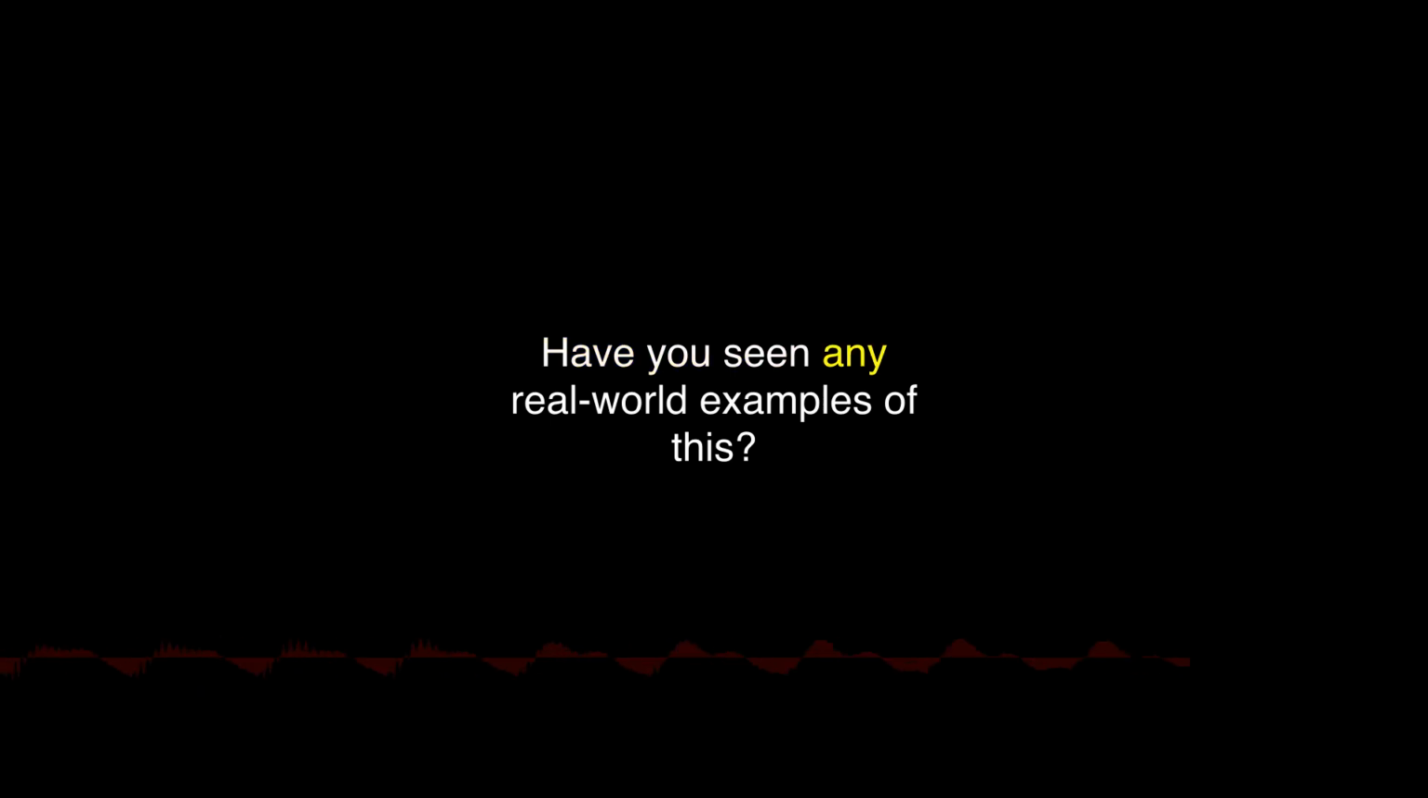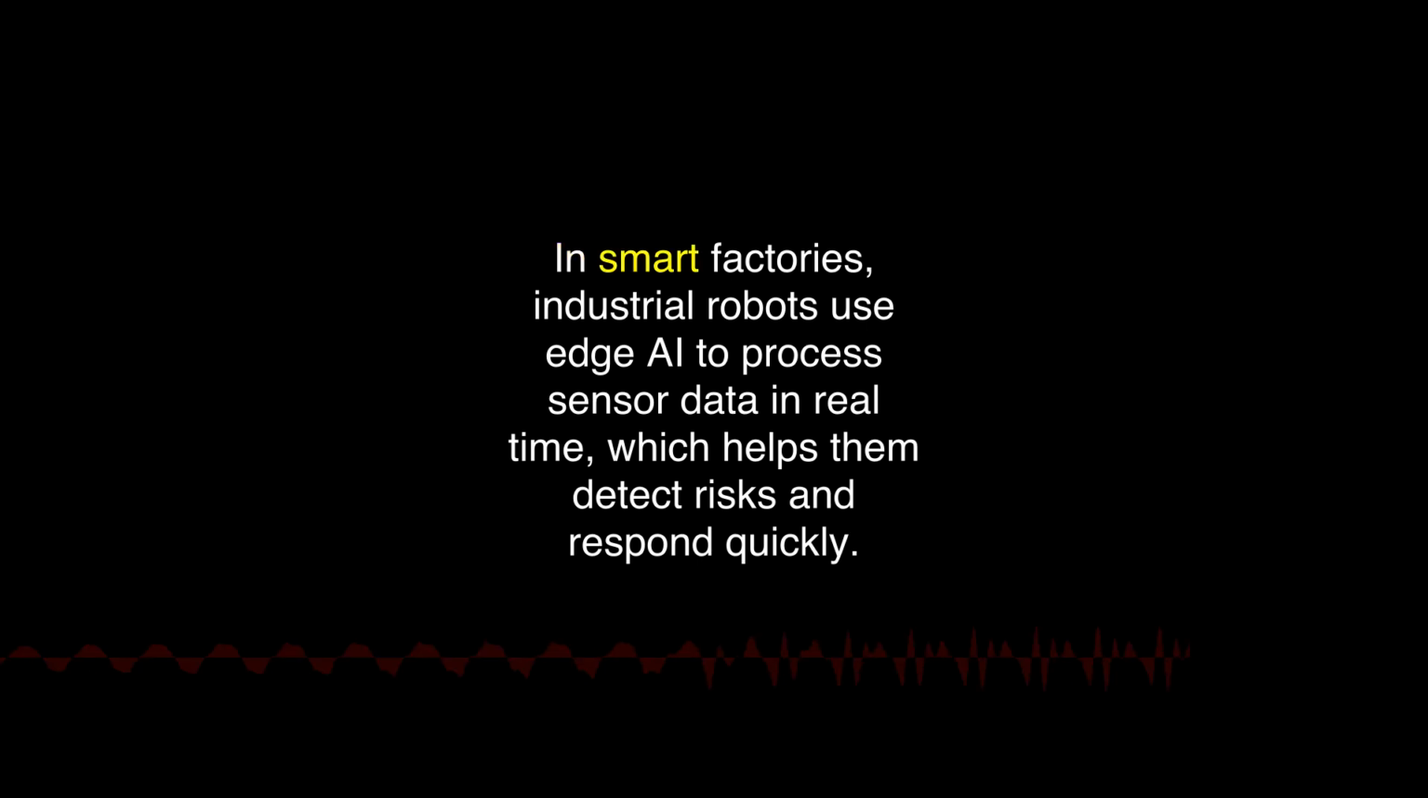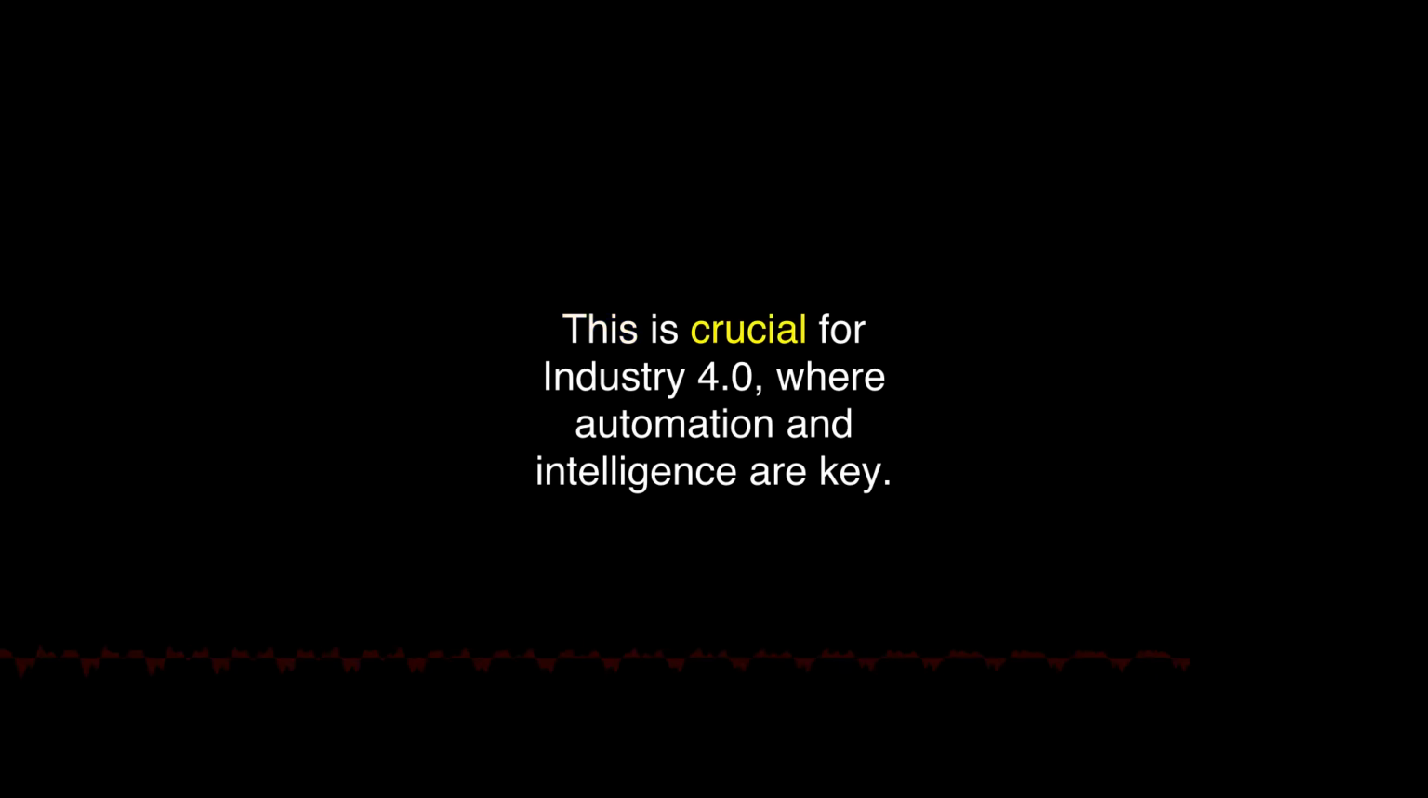Have you seen any real-world examples of this? Yes, actually. In smart factories, industrial robots use Edge AI to process sensor data in real time, which helps them detect risks and respond quickly. This is crucial for Industry 4.0, where automation and intelligence are key.